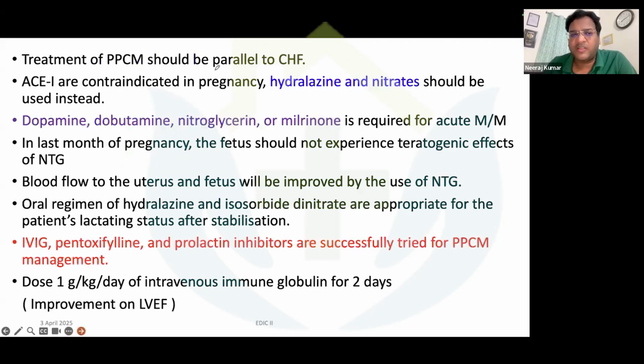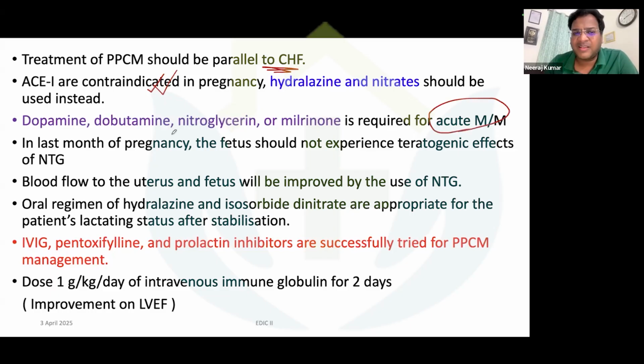Okay, now how are you going to treat this patient? Always treat according to CHF. It is parallel to CHF. We know that ACE inhibitors are contraindicated in pregnancy, and hydralazine and nitrate should be used. And dobutamine and nitroglycerin or milrinone may be required for the acute management of the patients.